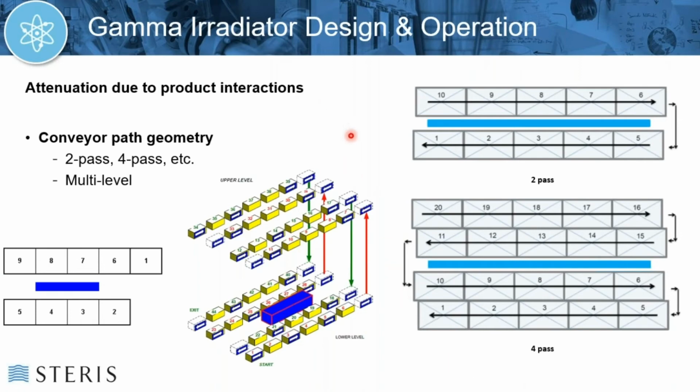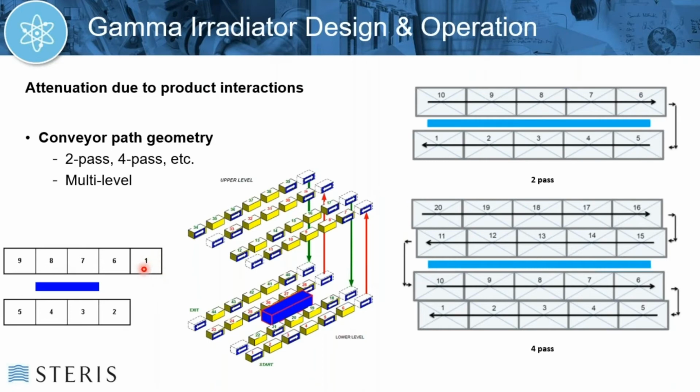Attenuation due to product interactions. So depending on the number of passes, again, we have to consider customer product and the irradiator. Multiple passes can have transit or neighborhood effects on your product. So this is a JS8900 irradiator. It's only 2 passes. This is one we would use in batch mode.